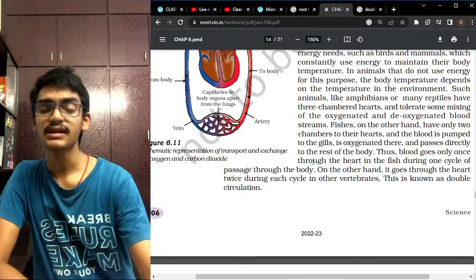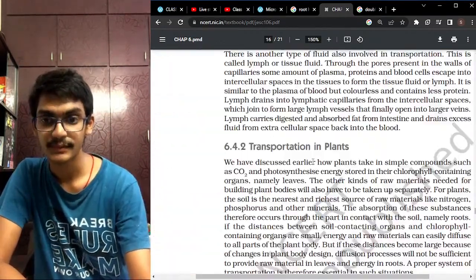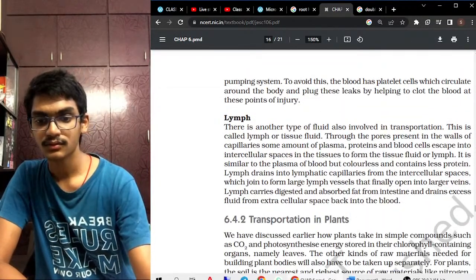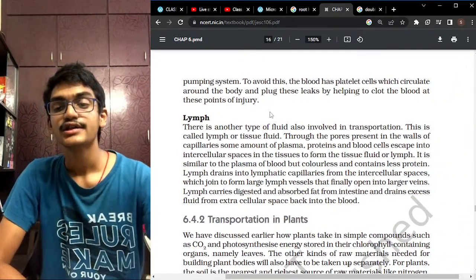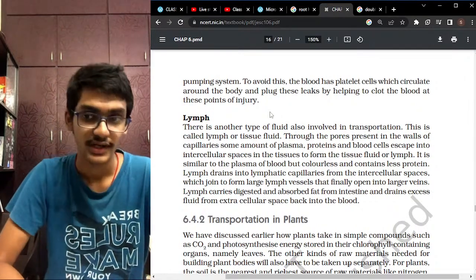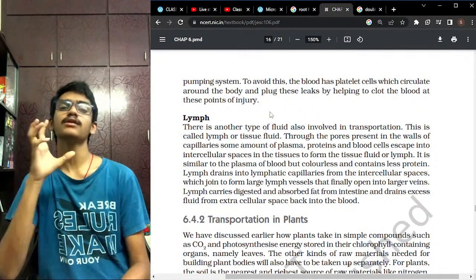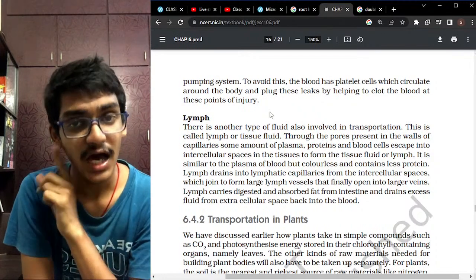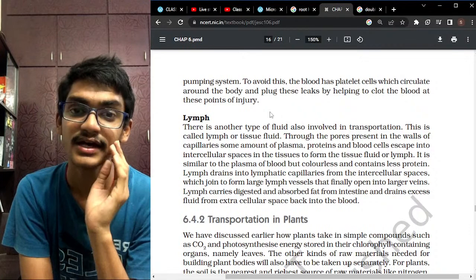And finally, we come to the last part of this chapter on the transportation system, that is the lymph. So what actually is lymph? Lymph is another type of fluid which is also involved in transportation. Lymph is generally light yellow in color, and it does not contain RBCs or hemoglobin, because of which it is yellow.